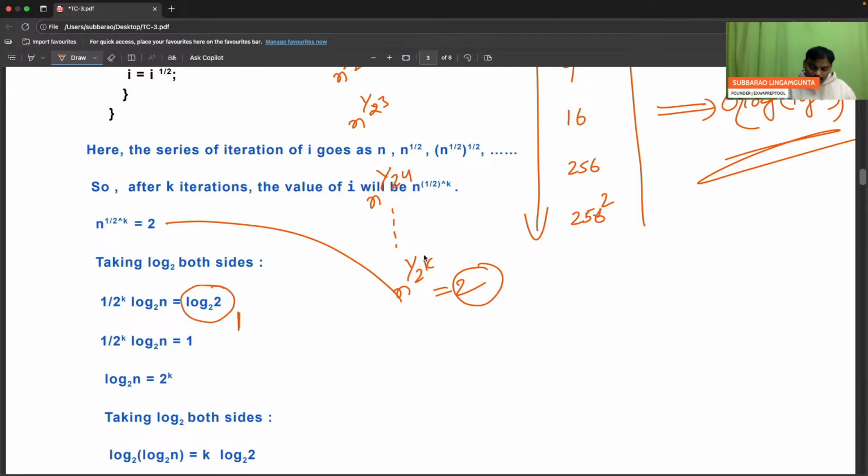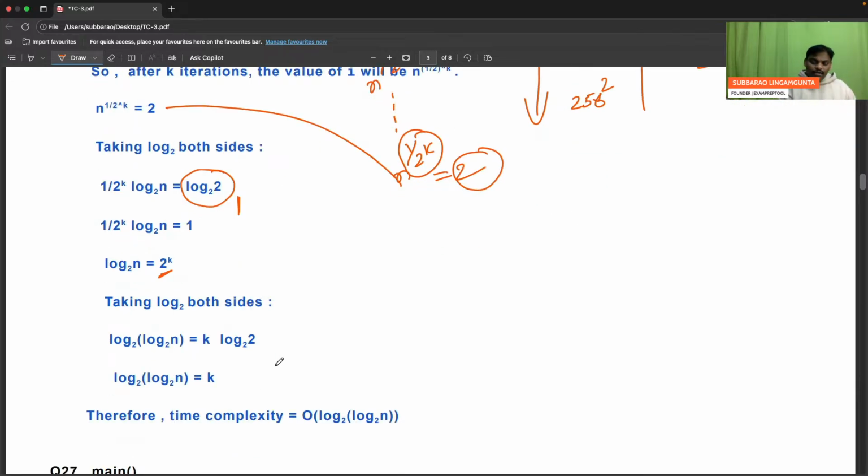Next one, I think this person will fall down. So it became like this. Again to make it 1, apply log 2 base 2 again. Right, log 2 apply, then it became 1. 2 times. Finally, k becomes log n.